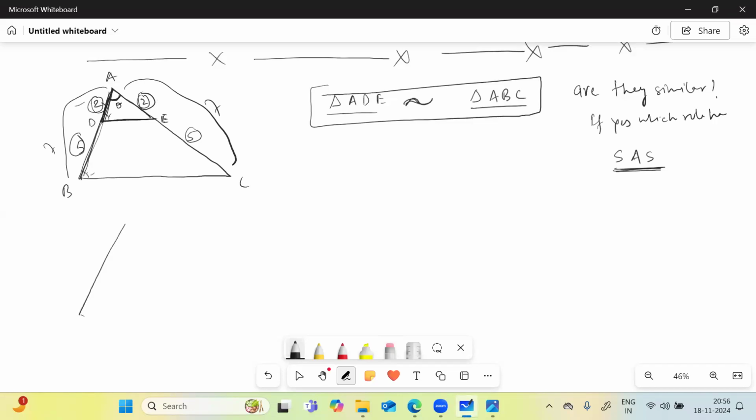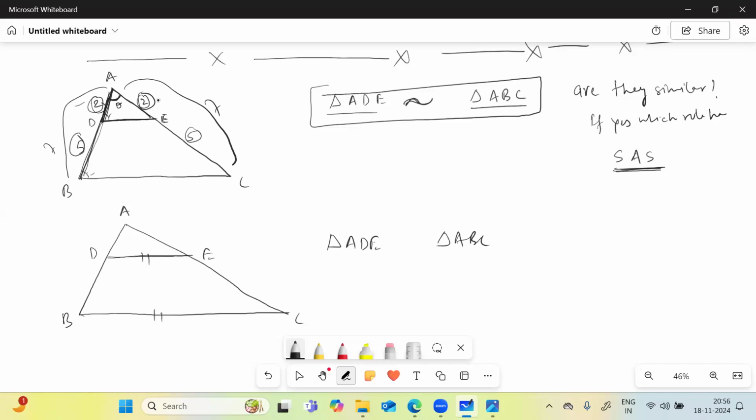thing. I made a triangle ABC. Then I again draw a line which is cutting AB and AC. And this line is parallel to BC. This is parallel to BC. Now tell me whether triangle ADE is similar or not similar to ABC.